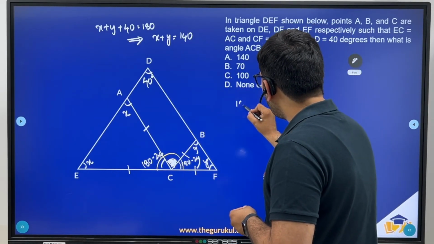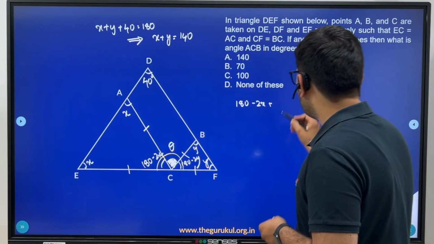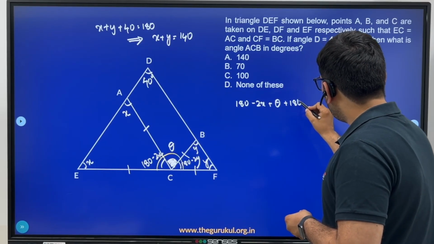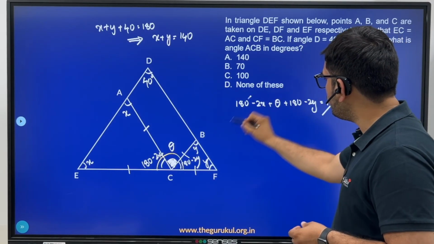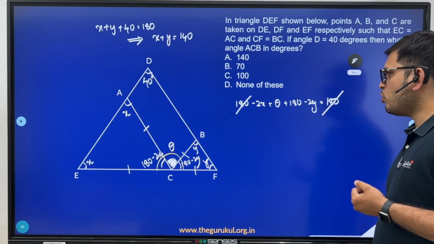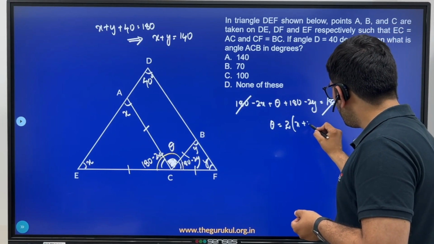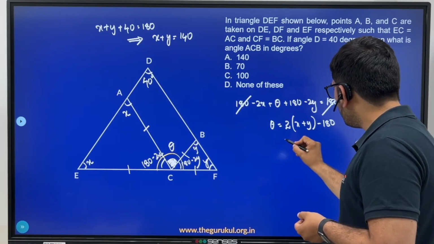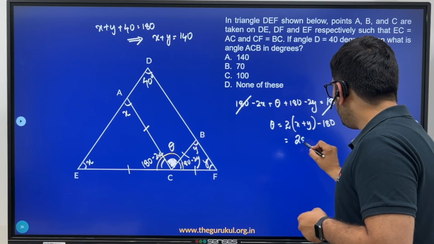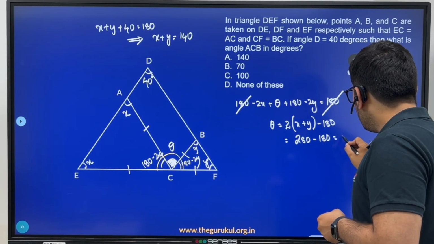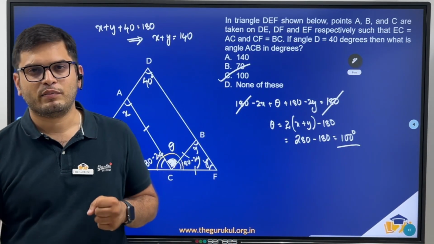So what do we have? 180 minus 2x plus, let me call this theta, theta plus 180 minus 2y is equal to 180 degrees. So I can cancel these on both sides, or theta is equal to 2 into (x plus y) minus 180 degrees. So we have the value of x plus y, 2 into 140, 280, 280 minus 180. So the answer for this question should be 100 degrees, hence option C.